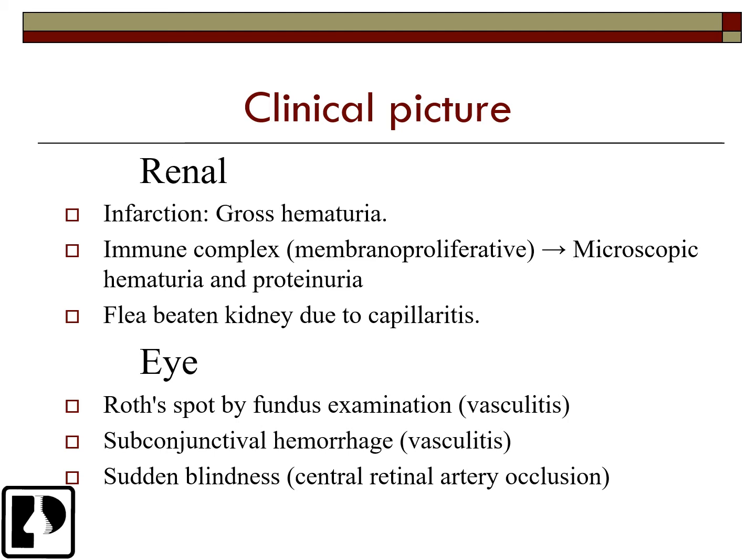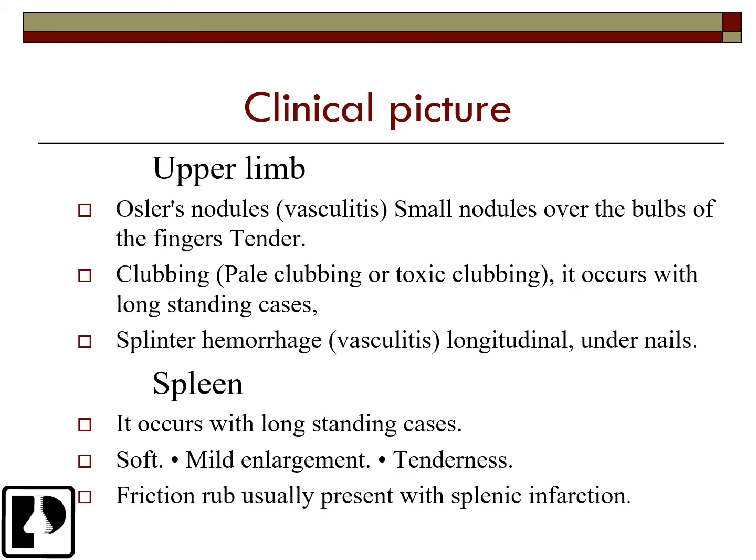In the eye, we have Roth spots on fundus examination. It is a vasculitis. Subconjunctival hemorrhage is a vasculitis. Sudden blindness occurs with central retinal artery occlusion. You see that the clinical picture of this disease is very dangerous and horrible, and very difficult. So early treatment and management for this patient is very important.